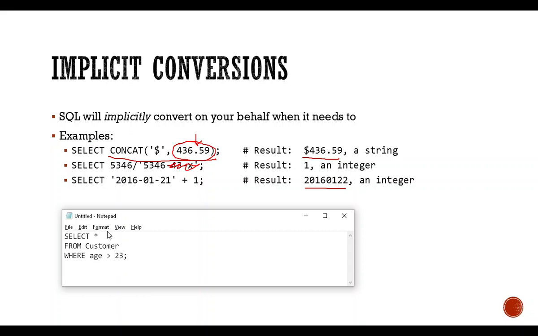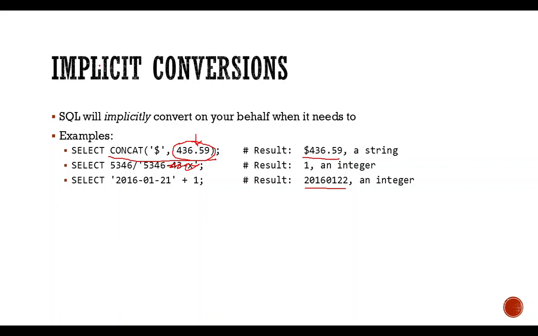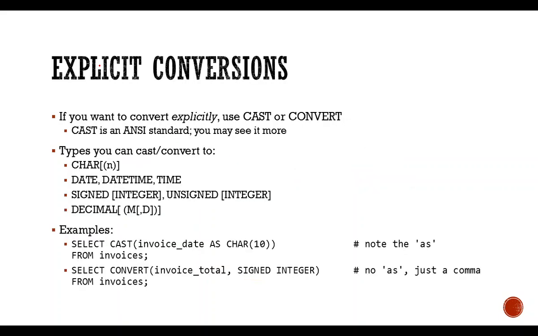So that's another implicit conversion. There's no sense doing it a lot of the time, like in this case. All right, so next let's look at some ways to explicitly convert. So here are two commands you can use, two functions. There's the cast and the convert. Now they do the same thing, but they have different syntax.